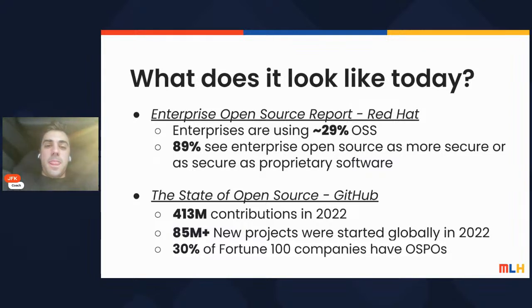So we've got that. GitHub, talking in terms of raw numbers, was up to close to 500 million contributions in terms of open source projects. 85 million new projects were started globally just in 2022, and that number has only been climbing since then. And around 30% of Fortune 100s have an OSPO.